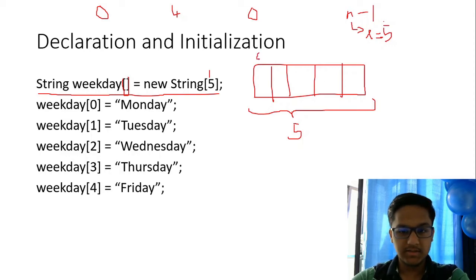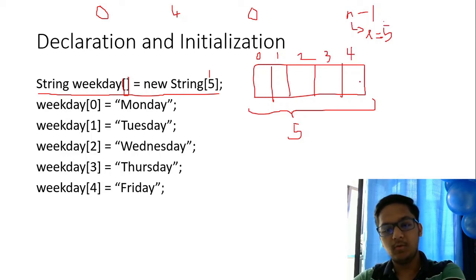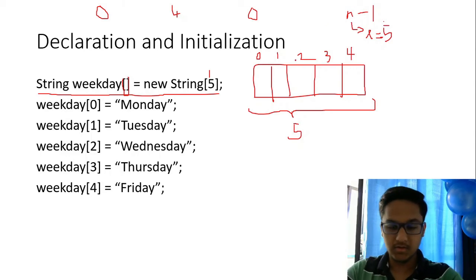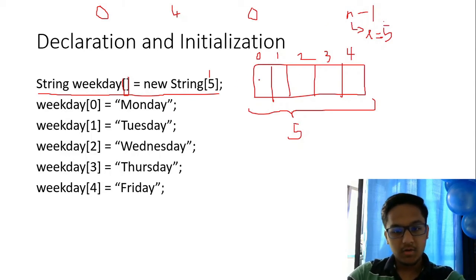So the indexes will be like this: 0, 1, 2, 3, 4 in this order. So if we have 100, it'll be 0, 1, 2, 3, 4, 5, 6, 7, 8 till 99, because n minus 1. Now all of these, currently when we declare the array, this full thing gets created inside the memory. And each of these has the value null currently.